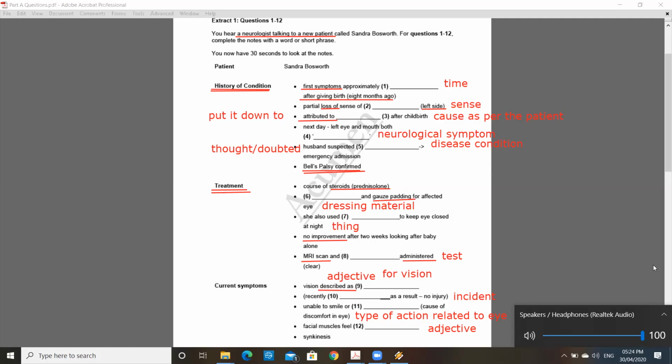Oh, yes. Synkinesis, that's called. Oh, right. OK, well, thank you. That's helped me get an idea of what the problem is. Was there anything you wanted to ask me at all?